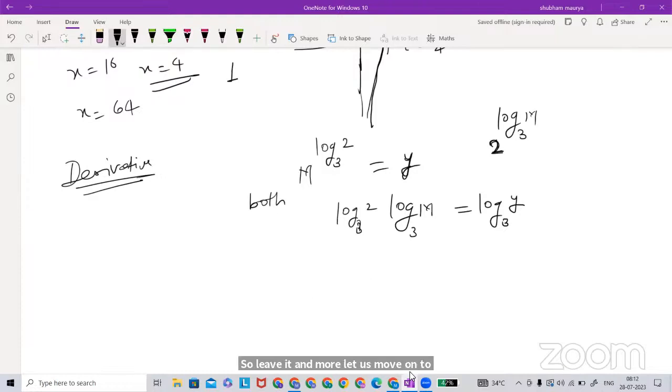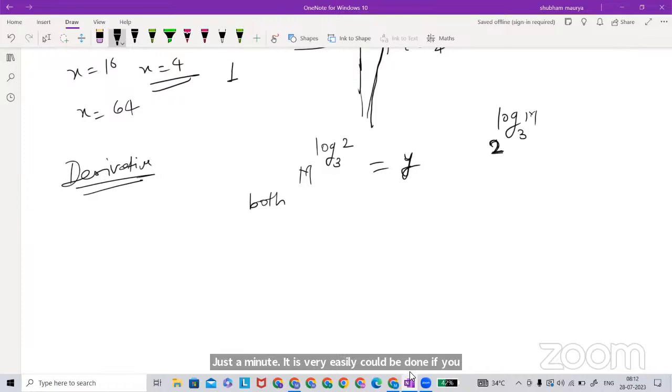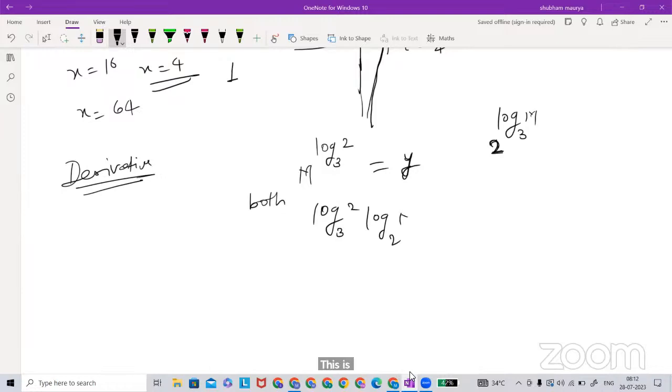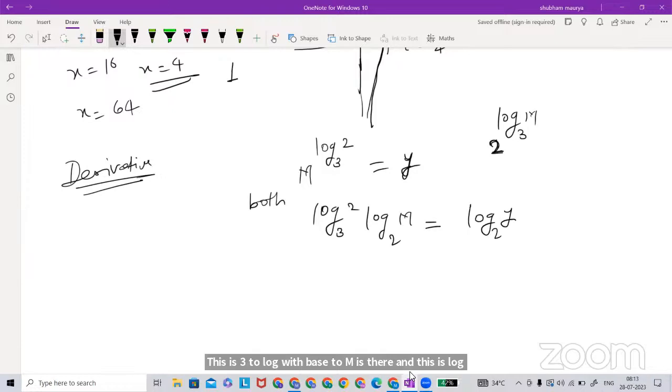Actually, this derivation is very easy. It could be done in a very small way. Okay, just a minute. If you take log with base 2, this is log m. Very quickly, it could be only 1 or 2 or 3 lines, and it will give you the answer. This is 3 2 log with base 2 m, and this is log. If you take log with base 2, and then after, okay, yeah.